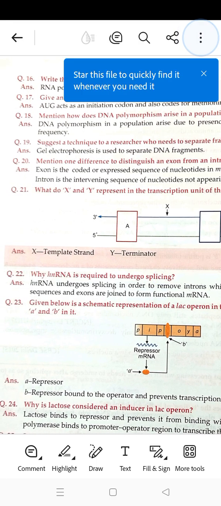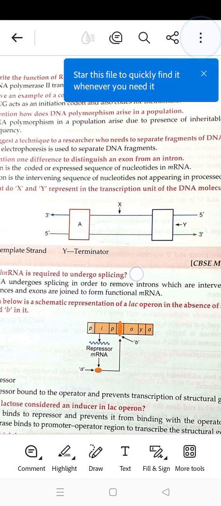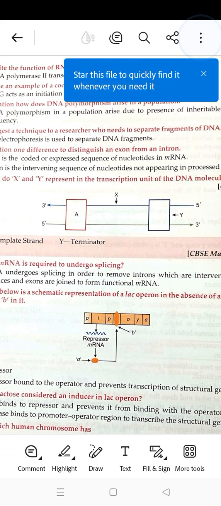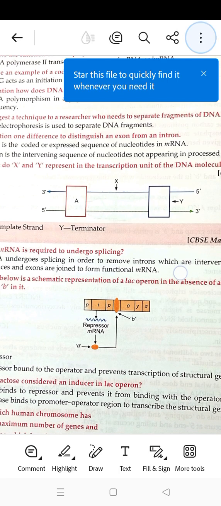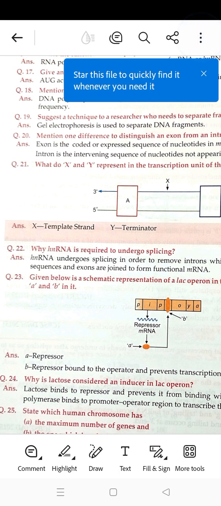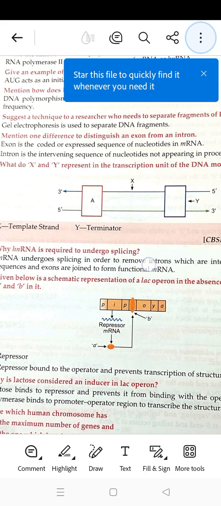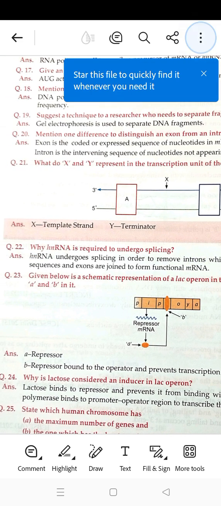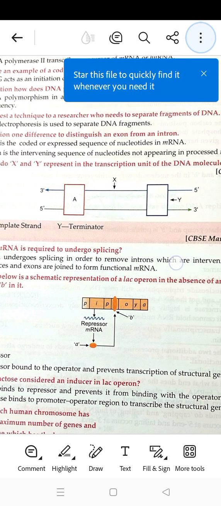Now, question number 21. What do X and Y represent in the transcription unit of DNA molecule shown? So you see here, in these two boxes given in the diagram, X and Y are mentioned. So X is template strand, Y is terminator. Okay.